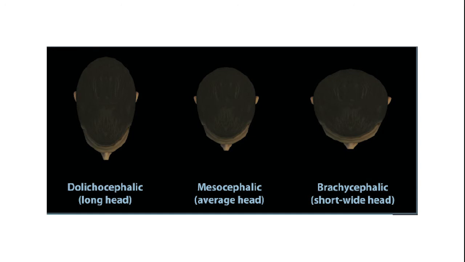dolichocephalic, mesocephalic, and brachycephalic. Dolichocephalic head type is horizontally long and transversely relatively narrow. Mesocephalic head type is the average, lying in between the two extremes. The brachycephalic head type is horizontally shorter and transversely wider.